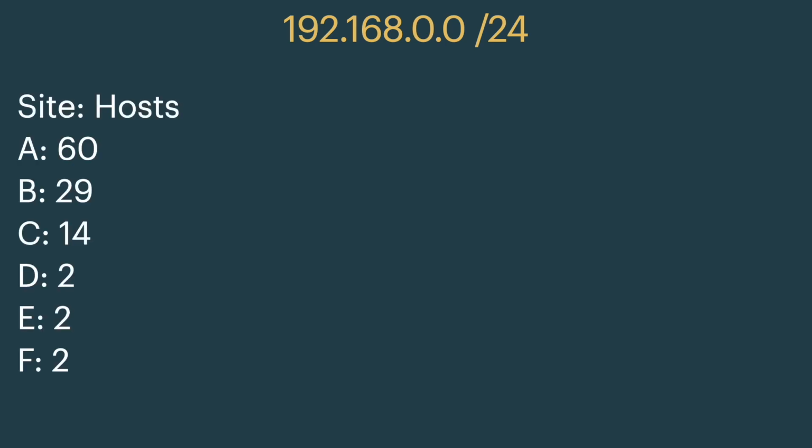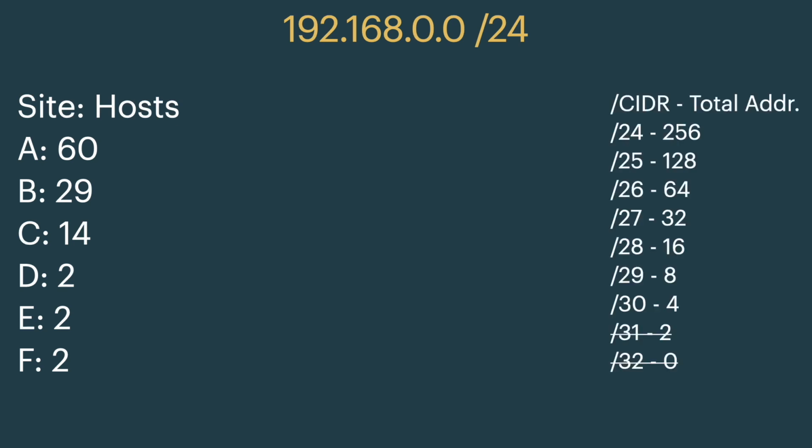Okay, back to the example. We have the site hosts, we have different locations, A through F, and different numbers of hosts. And we're going to use the left table. /32 is out of the way because it's only one address, and it's for a local address only. And /31 is for 2, which is only the network and the broadcast, which is also out of the way.